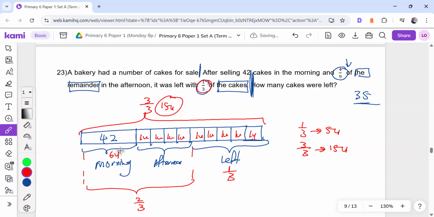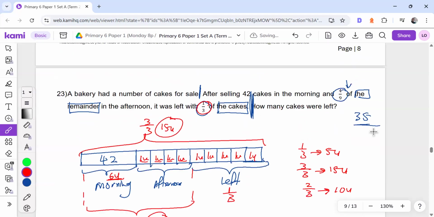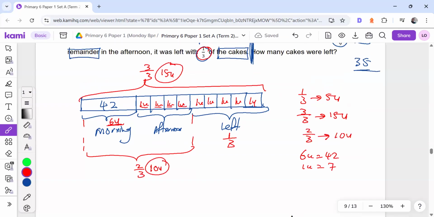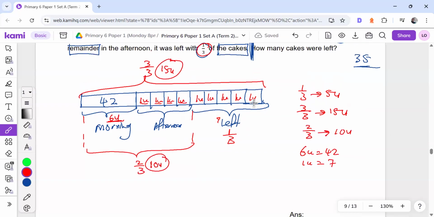Understand? Or 2/3 is how many units? 2/3 is 5 times 2. You get 10 units. So over here, you can put down 10 units if you want. So 10 minus 4, you also get 6 units. Right? Okay, then 6 units will be equal to what? 6 units will be equal to 42. And you can find 1 unit. So 1 unit is 7. So how many cupcakes were left? So you just count the units. 1, 2, 3, 4, 5. 5 units were left. And I forgot to give you the answer. So the answer is 35.